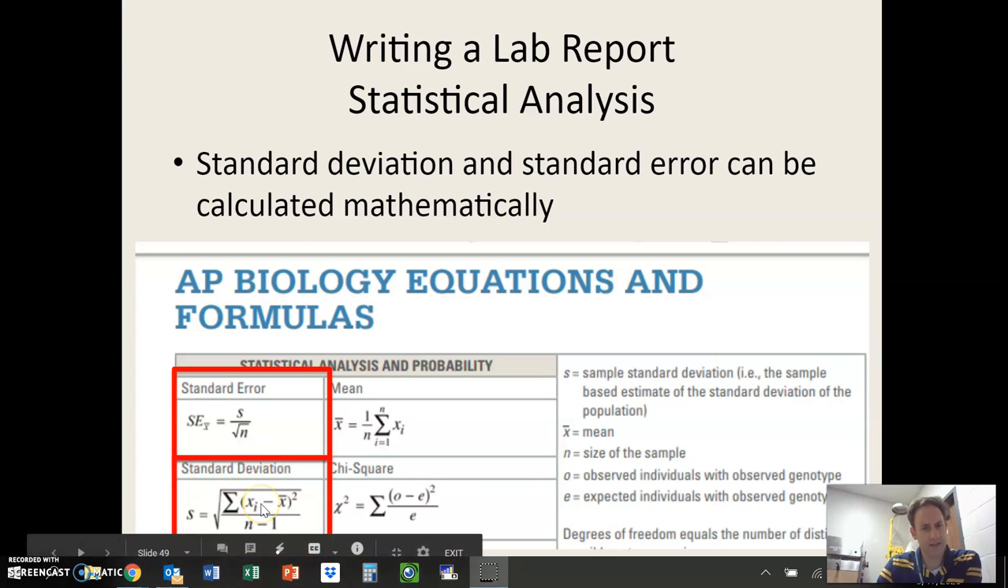They look kind of scary, these formulas, but it tells us what they are. S is the sample standard deviation. X with the line on it is the mean. N is the sample size. Okay, we can sort of figure this out. So let's get into this.